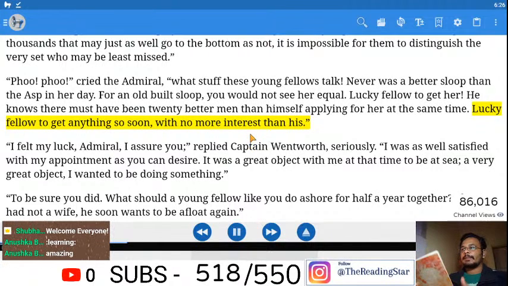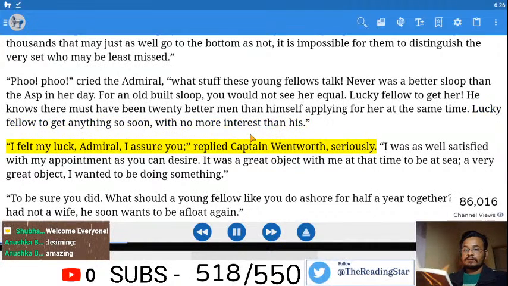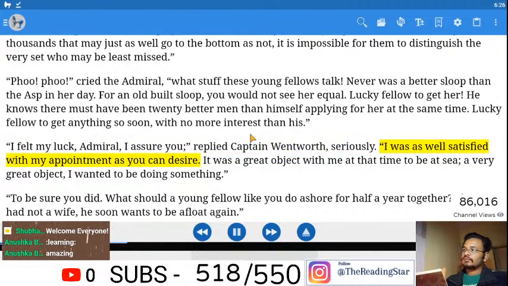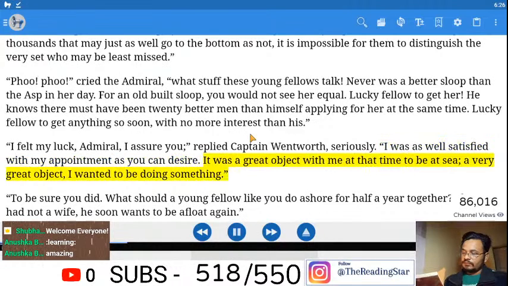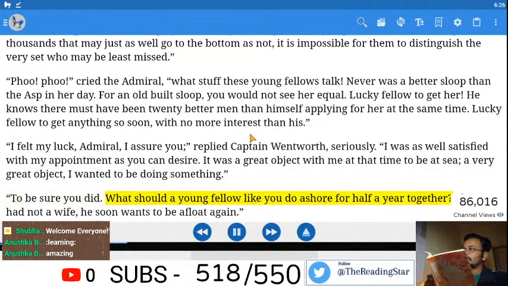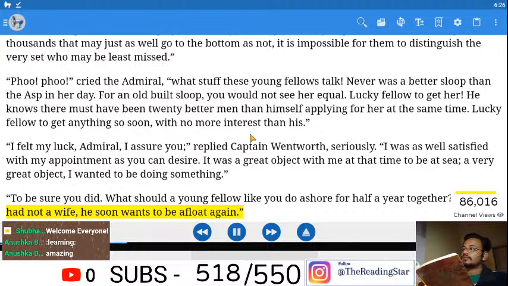Lucky fellow to get anything so soon, with no more interest than his. I felt my luck, Admiral, I assure you, replied Captain Wentworth, seriously. I was as well satisfied with my appointment as you can desire. It was a great object with me at that time to be at sea, a very great object. I wanted to be doing something. To be sure you did. What should a young fellow like you do ashore for half a year together? If a man had not a wife, he soon wants to be afloat again.